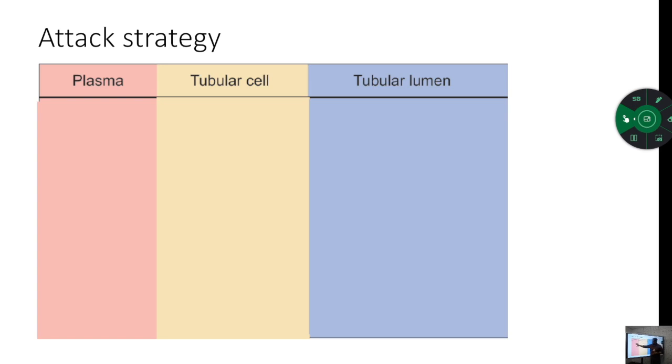Blood plasma is the extracellular fluid of the blood, and the tubular cell and tubular lumen are part of the kidney. As you might remember, the nephron has the proximal convoluted tubule, distal convoluted tubule, and the collecting duct. In those tubules you have the lining of tubular cells, and the lumen where the urine is formed is known as the tubular lumen. So these two are part of the kidney, and this is the blood.